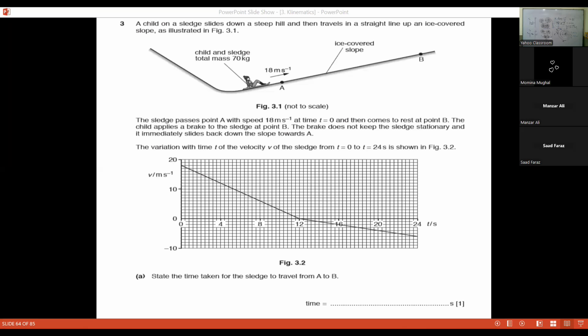What is the time taken to reach B? At B, he stops. So time will be the time when the velocity becomes 0. So it is 12 seconds. At 12 seconds, he has reached the maximum height. I'll be taking the pictures and putting them in the group as well.